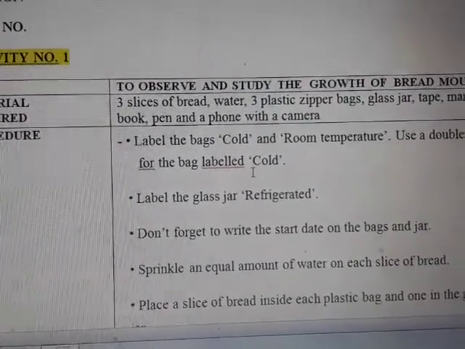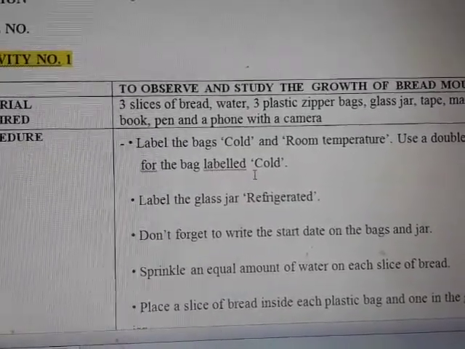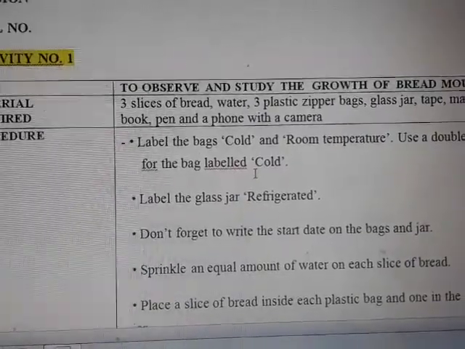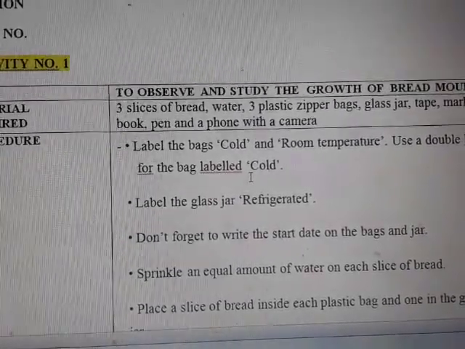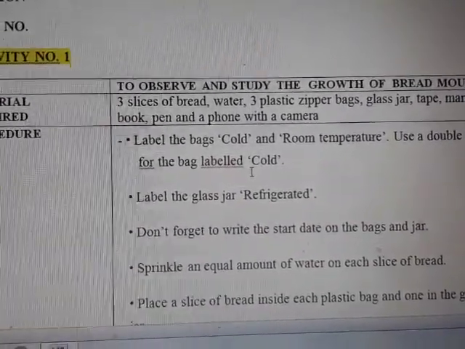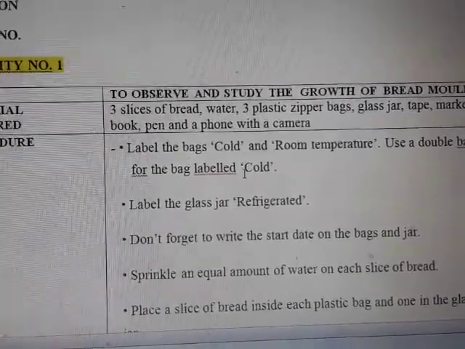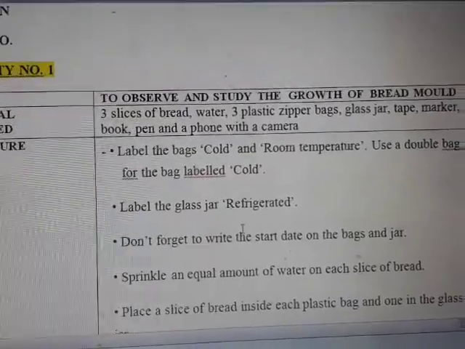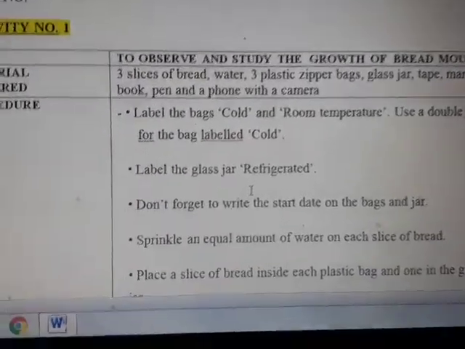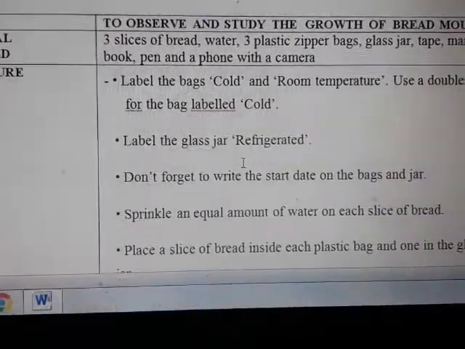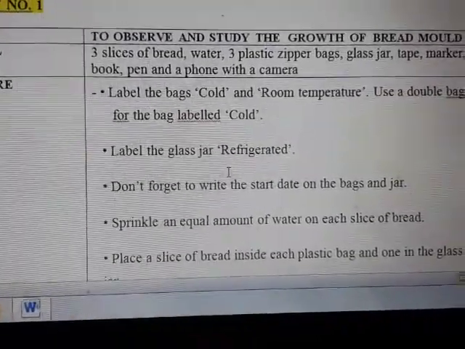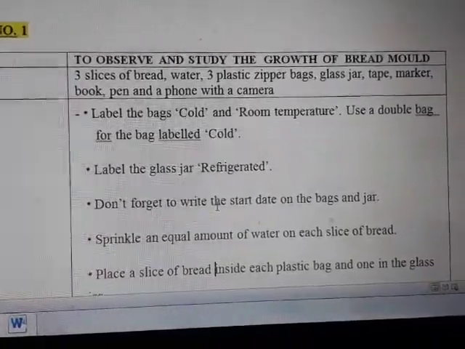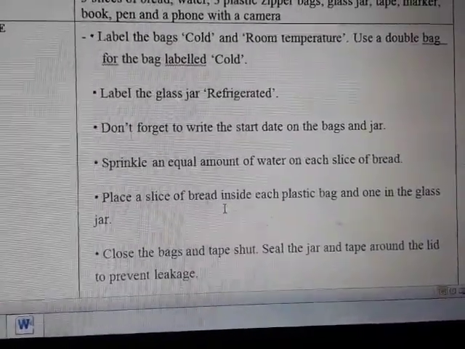अभी 3 bags ले रहे हो, उसमें से 2 bag एक के अंदर एक डालना है, फिर 2 bags रह जाती है, बराबर. In all you will have just 2 bags, क्योंकि एक में तो दूसरी वाली डाल दी है, ठीक है. और so one bag is labeled as cold, the other will be labeled as room temperature. Fine. And the glass jar which you're taking will be labeled as refrigerated. Don't forget to write the start date on the bags when you are going to start this experiment.